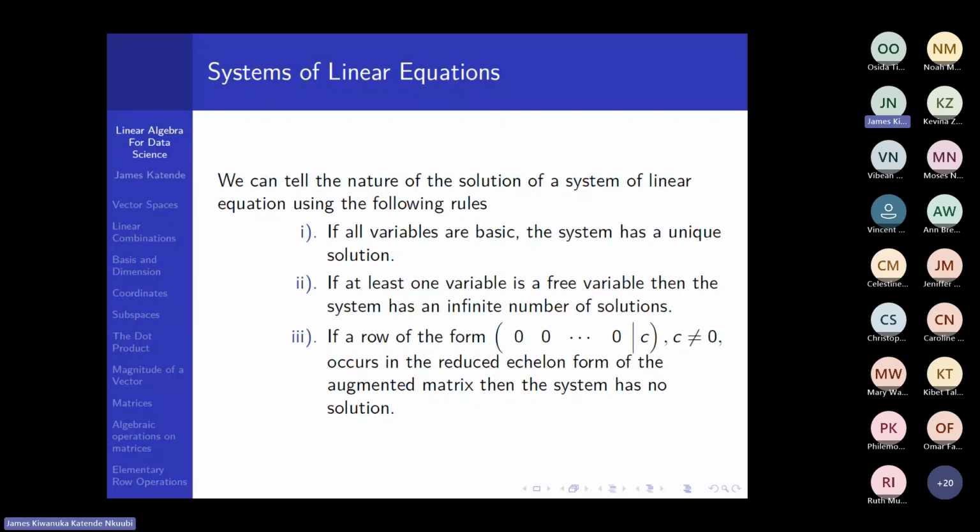So this is what I mentioned earlier. Once you have your system in this reduced echelon form, during this process of solving, if all the variables are basic, then you'll have a unique solution. If at least one variable is a free variable, then the system will have an infinite number of solutions.